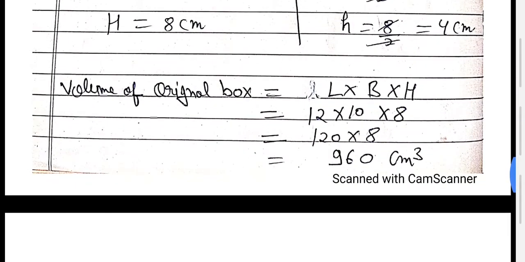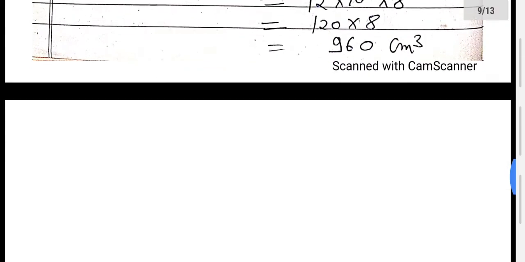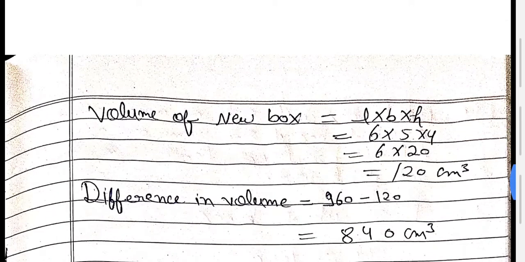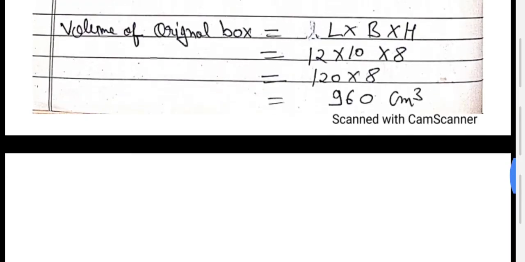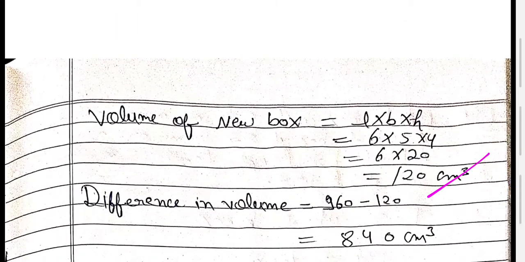So volume of original box is equal to L into B into H, capital. Put the values and multiply, you will get 960 centimeter cube. So volume of original box is 960 centimeter cube. Now volume of new box, that will reduce: l into b into h, small. Now put the values 6, 5, 4. 6 into 5 is 30, 4 into 6 is 24... it becomes 120 centimeter cube. So the volume of the first or original box is 960 centimeter cube and the volume of the second box is 120 centimeter cube.